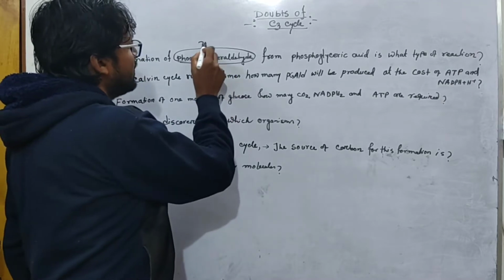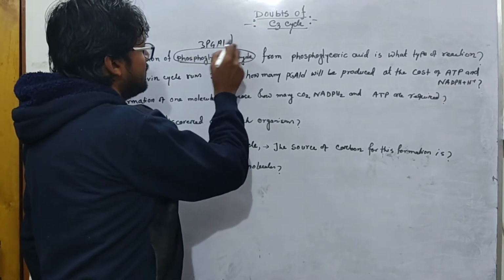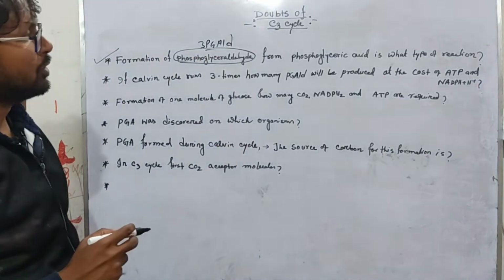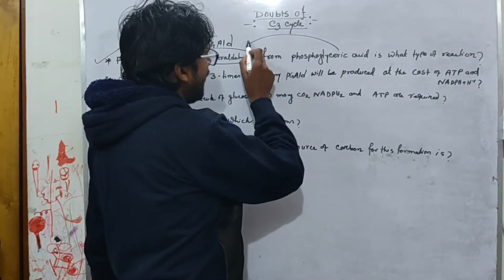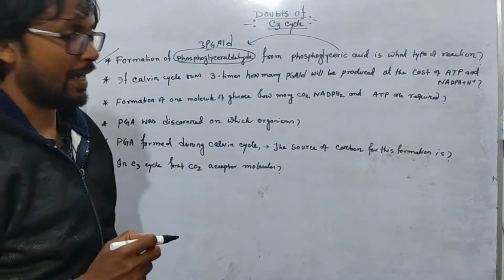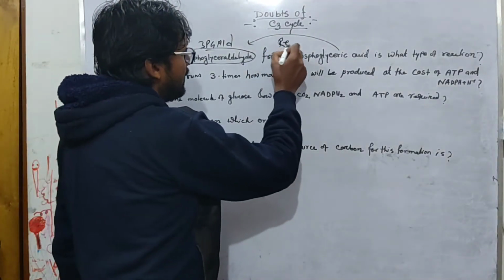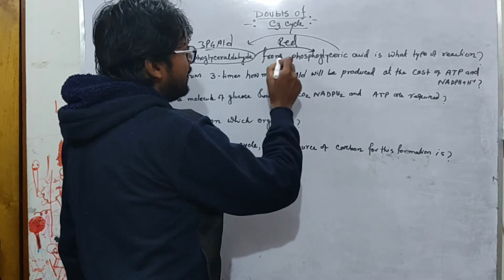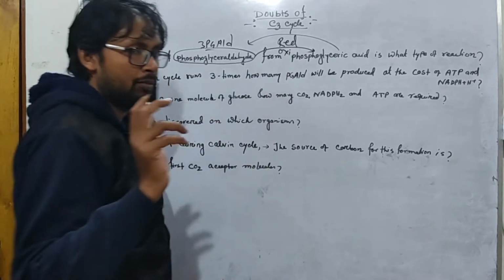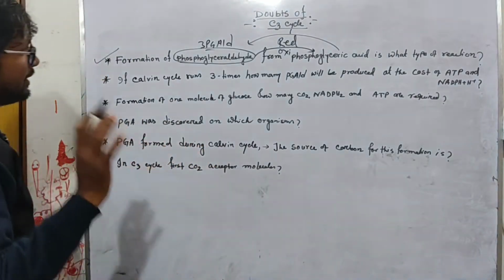The formation of phosphoglyceraldehyde, 3-PGAL, that is PGAL, from phosphoglyceric acid. The first type of reaction, from acid to aldehyde, is always a reduction. From acid to aldehyde is a reduction, and from aldehyde to acid it is oxidation. You have to remember it.